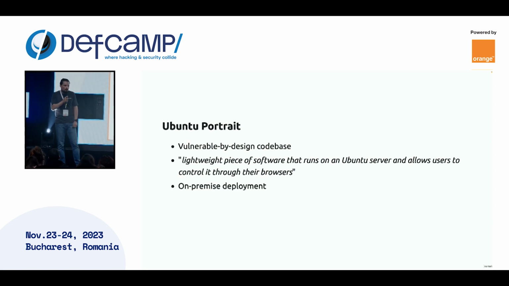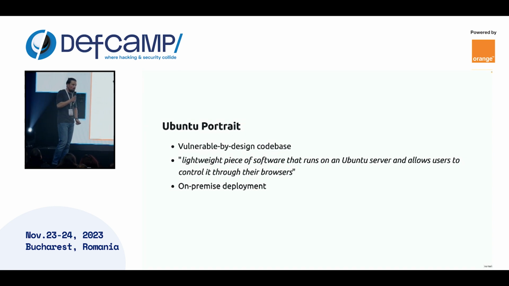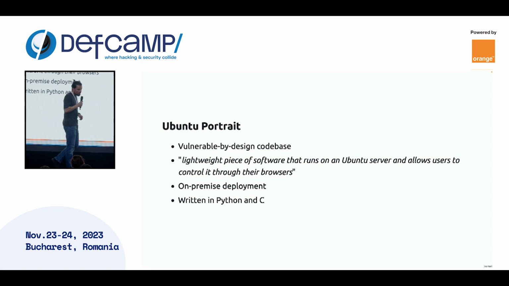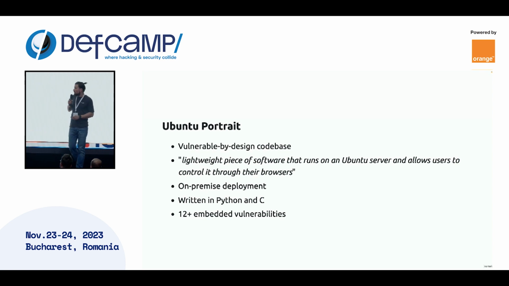It should be deployed on premise, so anyone who wants to use this software should deploy this on the server, not really using it by cloud. And it's written in Python and C. And this is relevant because of the technologies that I will present. And it embeds 12 plus vulnerabilities, and there is a plus there because the application has a lot of dependencies, and in the meantime, there may be other vulnerabilities that are not registered in the workshop.